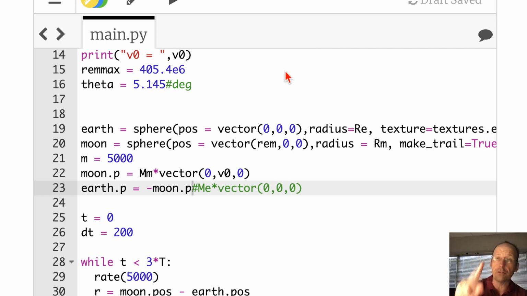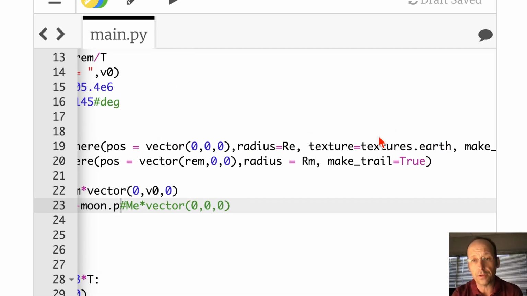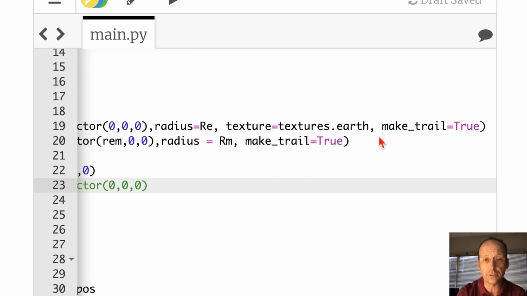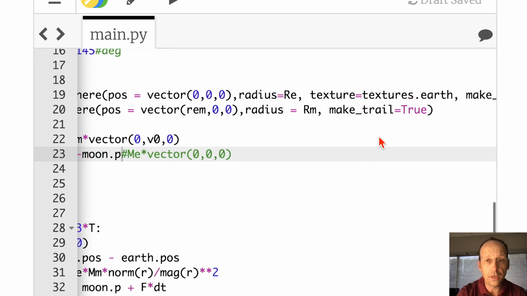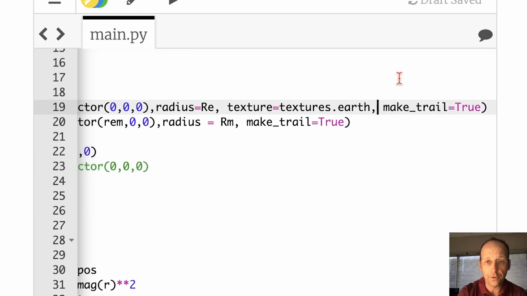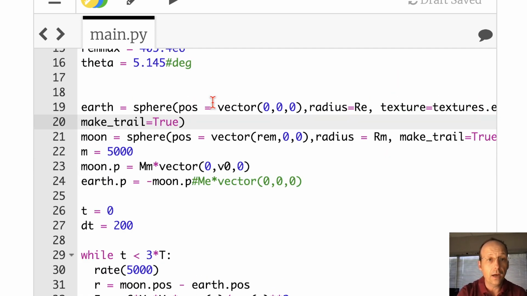I'm going to do 2 things. Number 1, it doesn't really help because they're so far away, but I'm going to make the Earth and the Moon not shiny. I really don't even think it's worth it here because they're so tiny to see. I'm going to go up here for the Earth. Let's put a return here. Make trail equals true. Shininess equals 0.